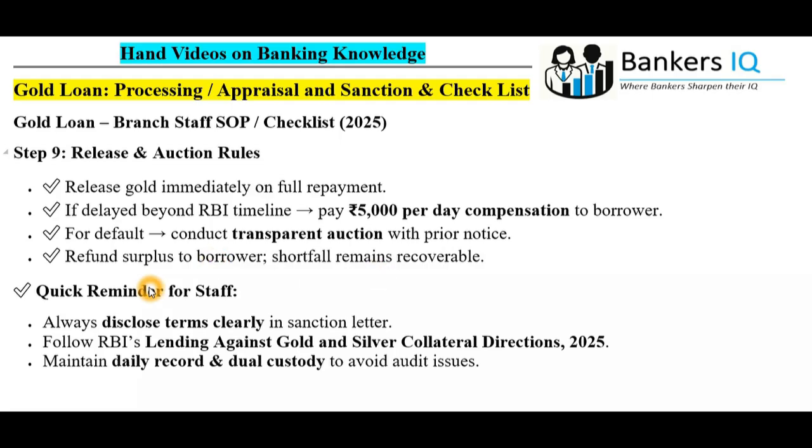Quick reminder for staff members: always disclose terms clearly in the sanction letter. Follow RBI's lending against gold and silver collateral directions 2025. Maintain daily records and dual custody to avoid audit issues.